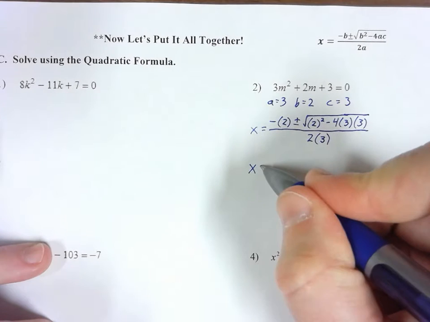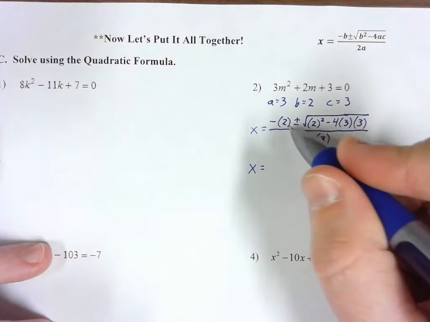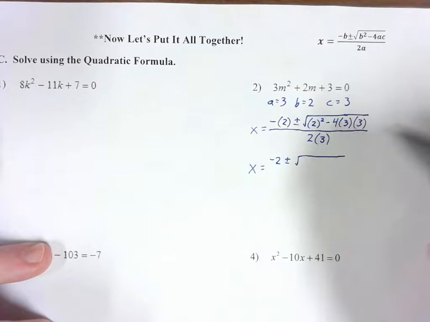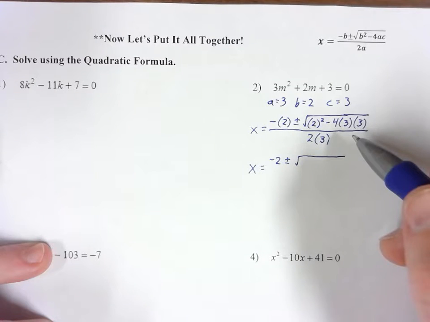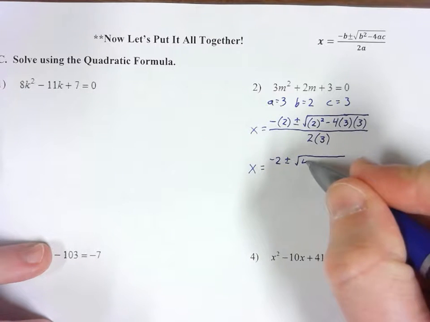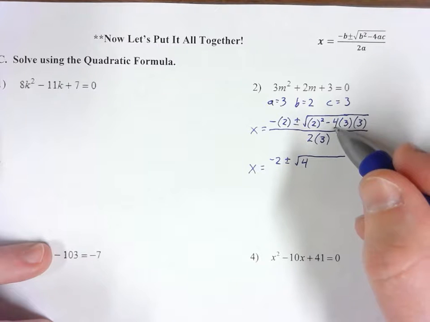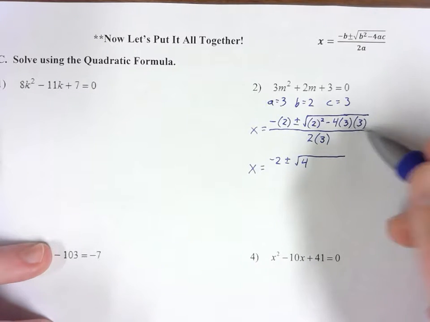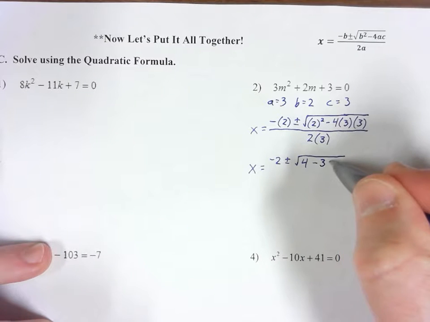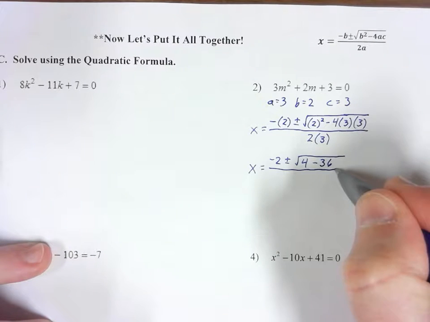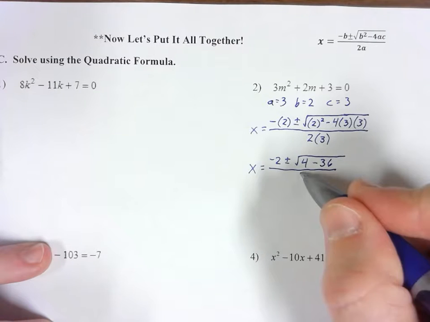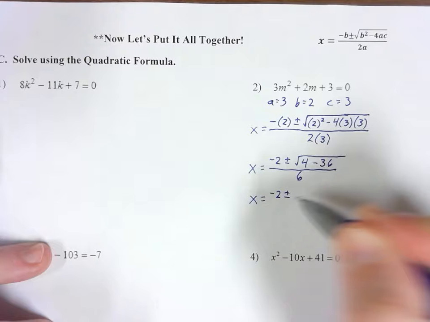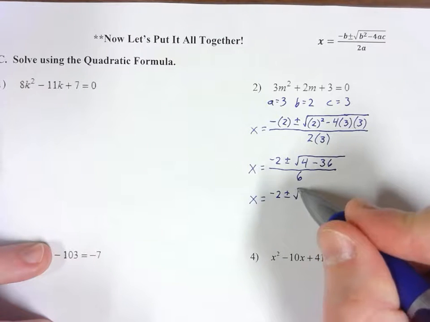So the opposite of b is negative 2. And now I want to do the discriminant inside the square root. So 2 squared is 4, and negative 4 times 3 is negative 12. Negative 12 times 3 is negative 36. So minus 36. And then underneath is 2 times 3, which is 6. So inside the square root, I still need to do 4 minus 36, which is negative 32.